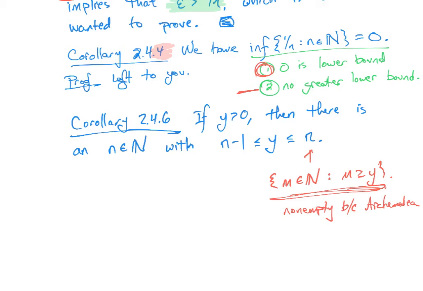And then it's well ordered, so we have this well ordering property. It has a least element. Okay, call that least element n, and then n minus 1 cannot be part of that set because n is the least element of that set. So what does that mean? That means that n minus 1 is actually less than y. Okay. So that's the sketch of the proof.